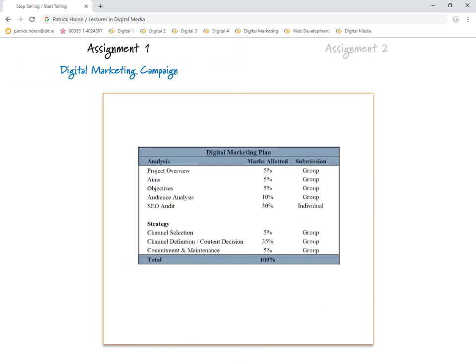The marking scheme is also on your assignment, and you can see the breakdown of the different areas that you're expected to deal with.